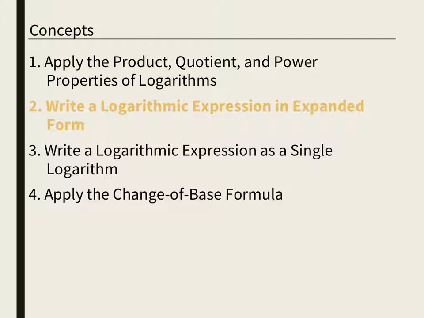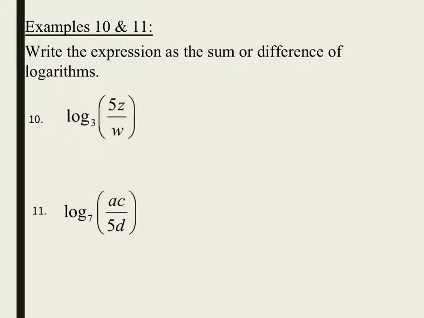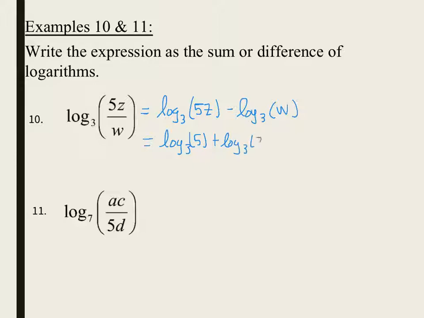Our next objective is to write logarithmic expressions in expanded form. So in our first example, we have the use of the product rule and of the quotient rule. So we're going to show you how this is done. So here we have the log base 3 of 5z minus the log base 3 of w. Notice that in this case I'm just dealing with the quotient rule first, and now I'm going to apply the product rule next. So here I have the log base 3 of 5 plus log base 3 of z minus log base 3 of w.